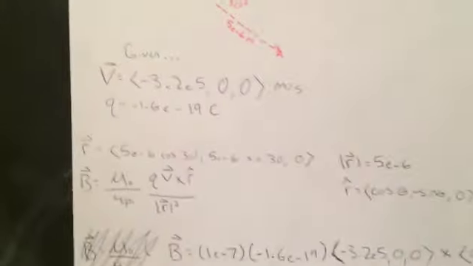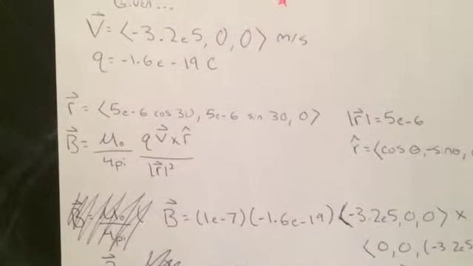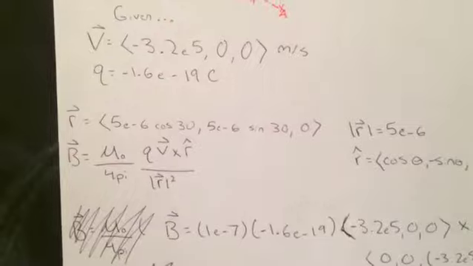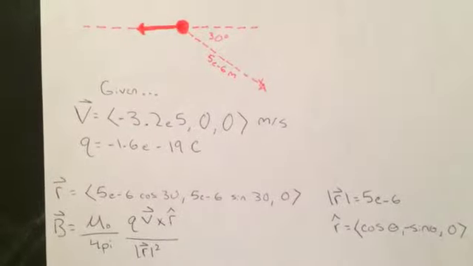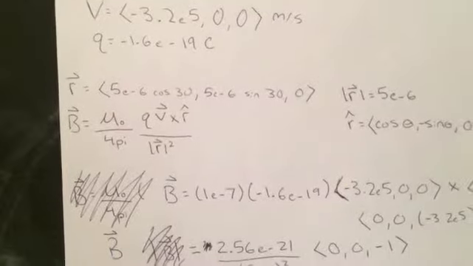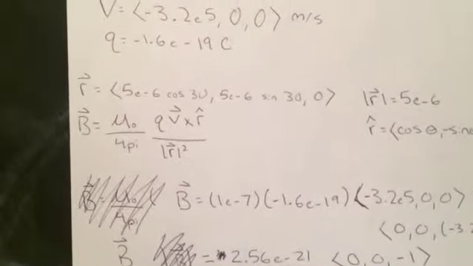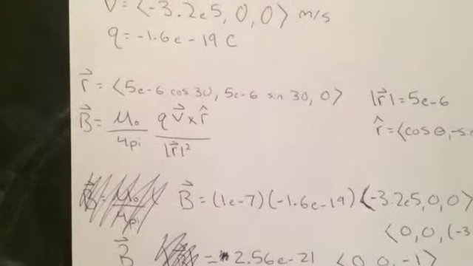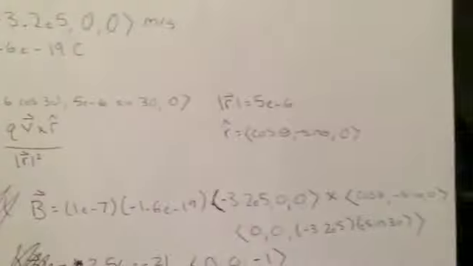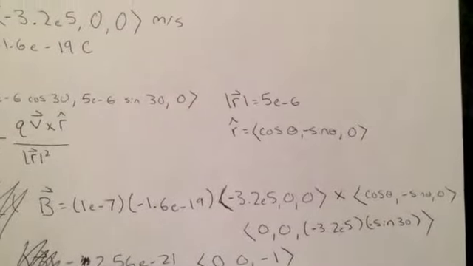So the first thing we have to do is find our position vector, which is r, and it's pretty easy to find. It's just based on the angle, so we do 5e-6 cosine 30 for the x, and 5e-6 sine 30 for the y. Because we do that, our magnitude is 5e-6, and you can see that our r hat is cosine theta, negative sine theta, 0.